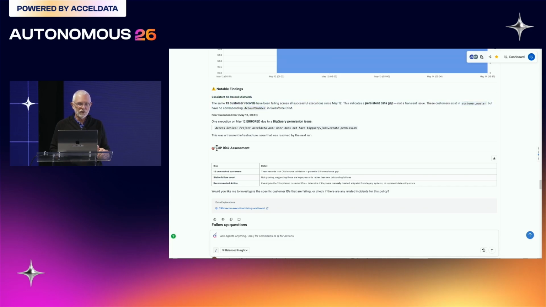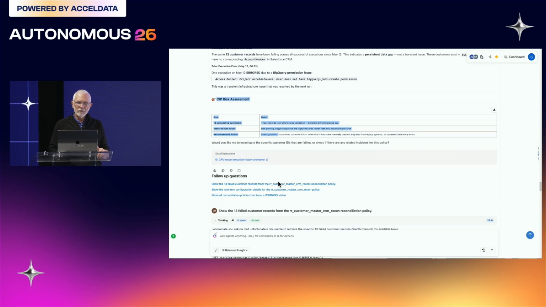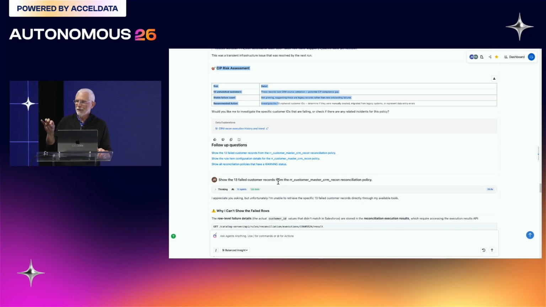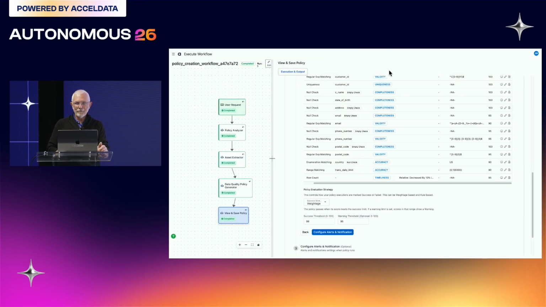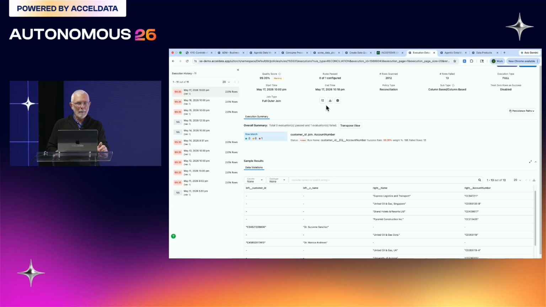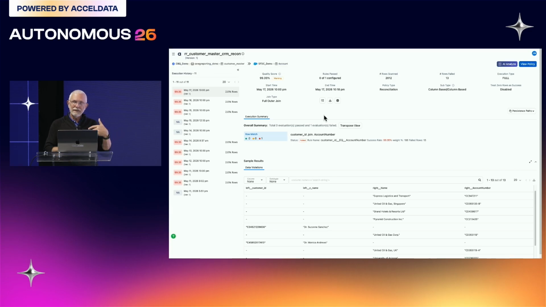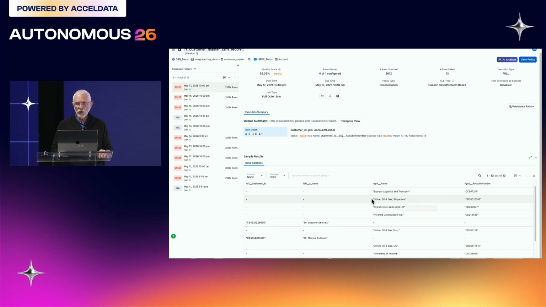It could be a customer identification program risk. So I thought, well, again, how am I doing that, right? This is, again, reaching out through our system to look at all the detailed information. So now I'm going to go look at the policy. This is the policy checking between the customer master and my Salesforce data, and it's showing me the actual records that are missing.